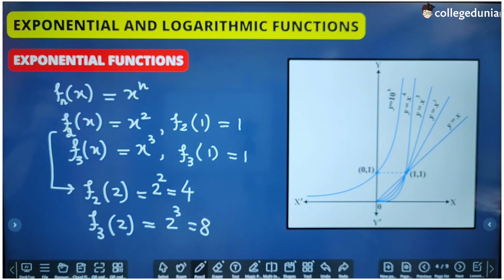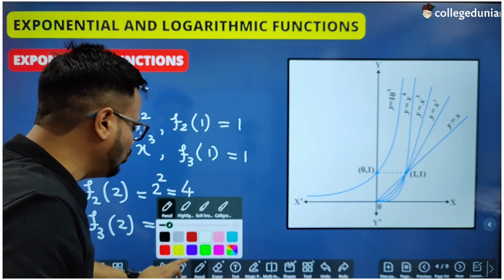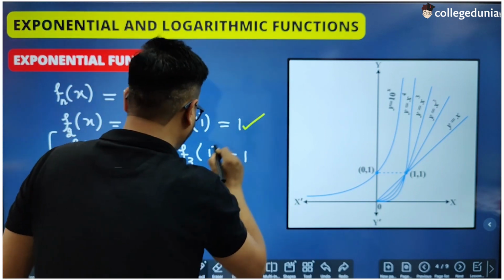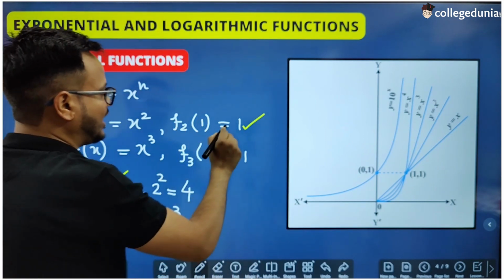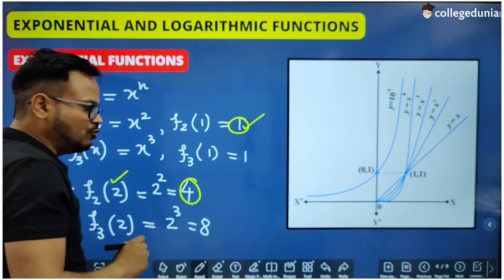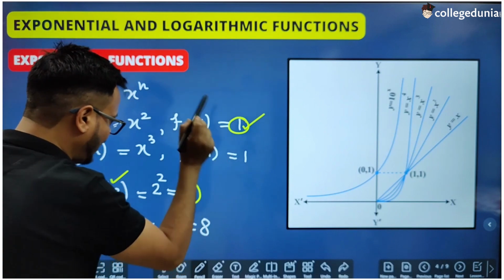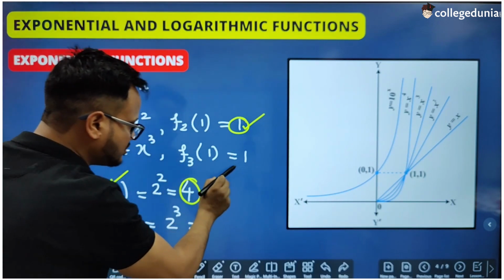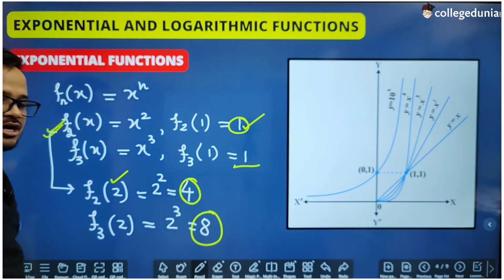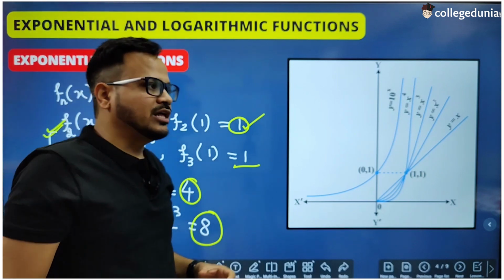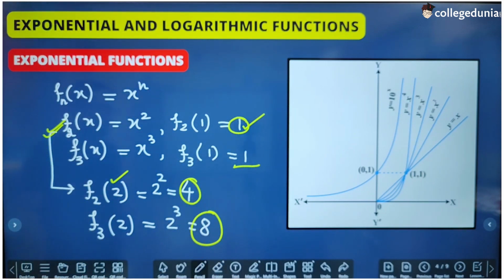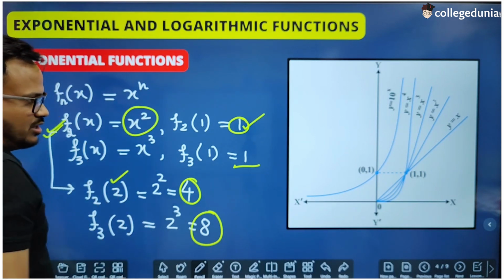So we can see clearly when x changes from 1 to 2, the value of the function changes from 1 to 4 in this case. But in this case, when x changes from 1 to 2, the value changes from 1 to 8. So this change is more, right? So obviously when the power is more, then the value is going to become greater as compared to the function with the lesser power, right?